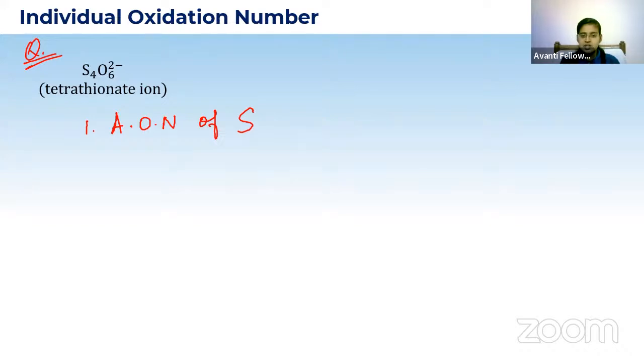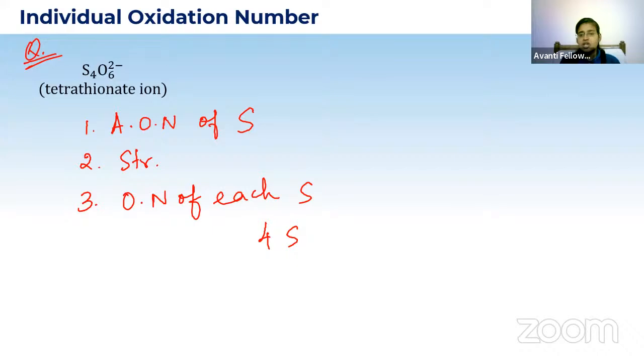The second question is you need to draw the structure correctly. Then only you will get the answer. The third thing is to find the oxidation number of each sulfur. How many sulfur atoms are we having? 4 sulfur atoms. No, you have to find out the oxidation number of each sulfur. So try to take this as homework and finish it before coming for the next class.